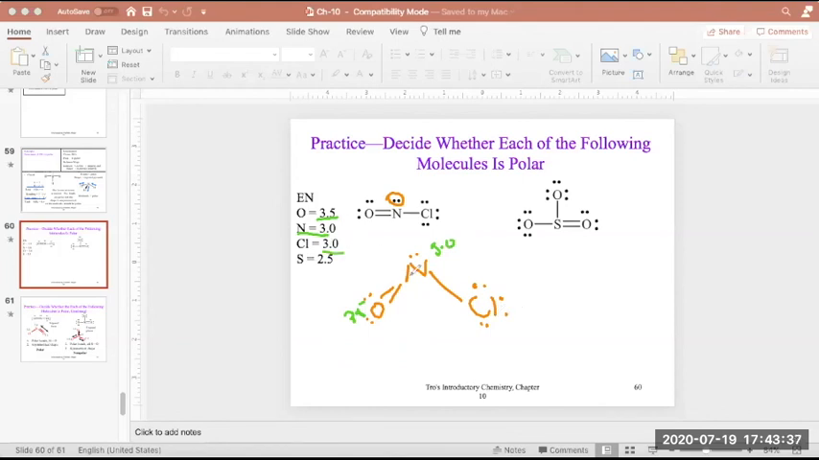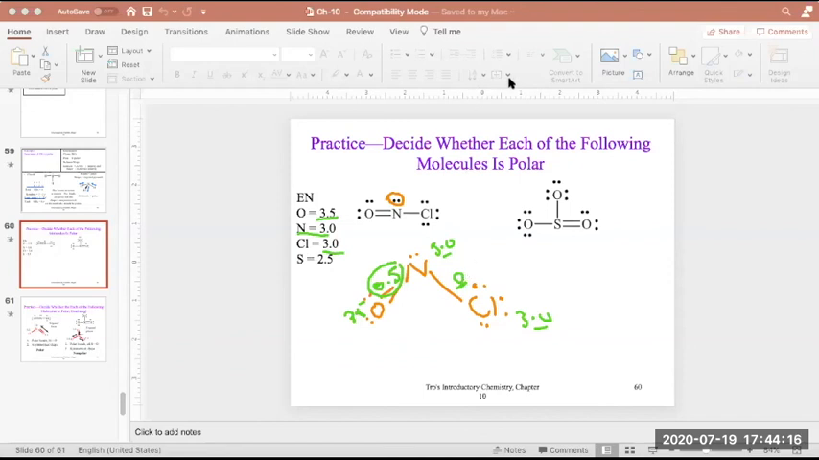Chlorine has 3.0. So if you subtract, to figure it out, how many bonds do you have? Two bonds, one between nitrogen and oxygen, one between nitrogen and chlorine. So nitrogen and oxygen have electronegativities of 3.0 and 3.5. What is the difference? 0.5. Now you have to see where this 0.5 belongs on the scale. This is a polar bond. Now let's see over here, 3.0 and 3.0. So 3.0 minus 3.0, you will get your answer as 0. You have to see where the 0 belongs on the scale. So this is non-polar, right?